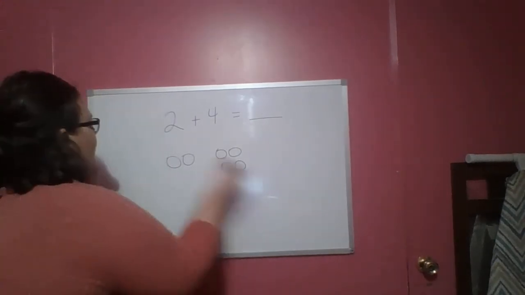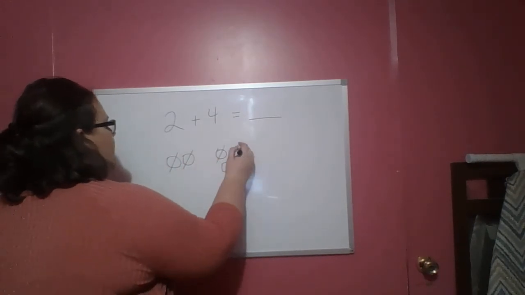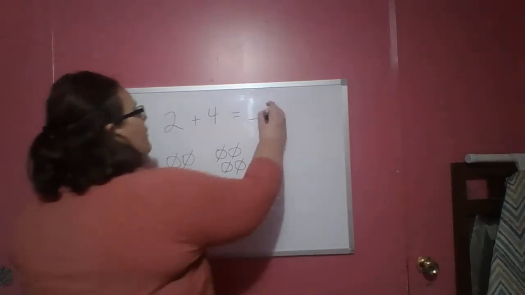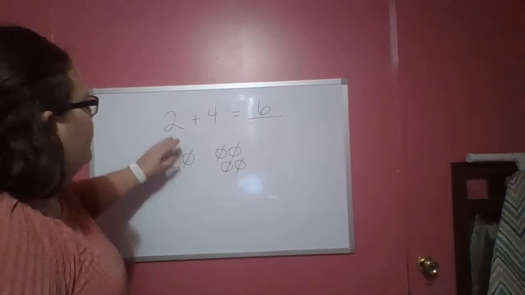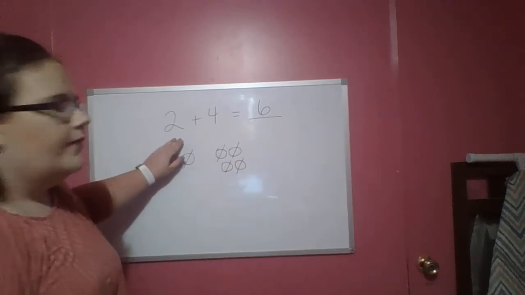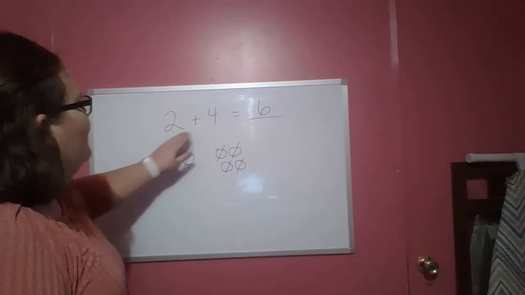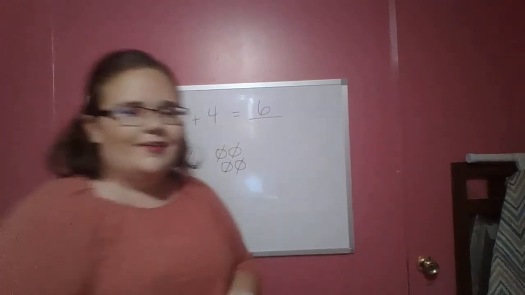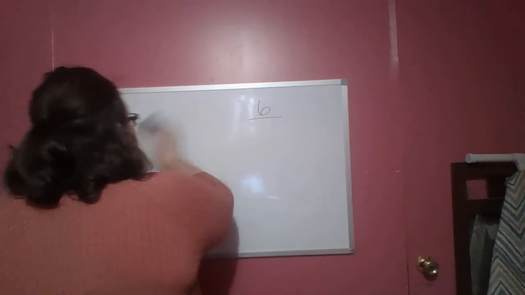So careful, count with me. We have 1, 2, 3, 4, 5, 6. So our answer is the number 6. So read the equation with me. We have 2 plus 4 equals 6. Okay, so give me a second to erase the board so we can do another one.